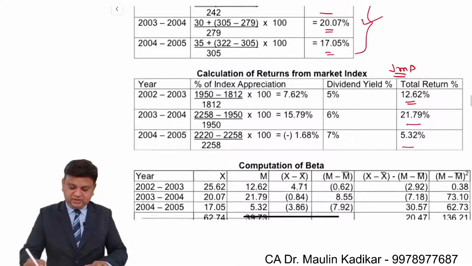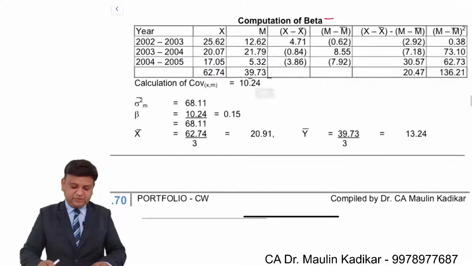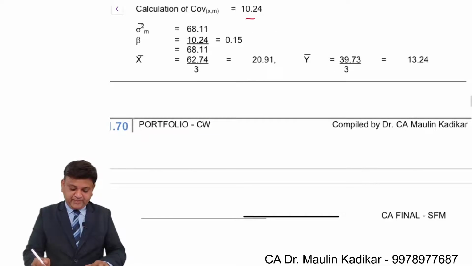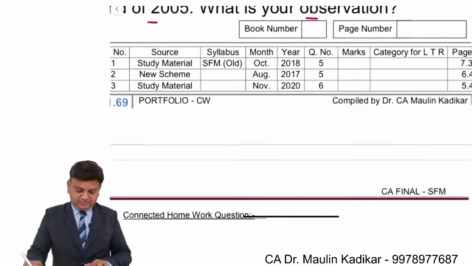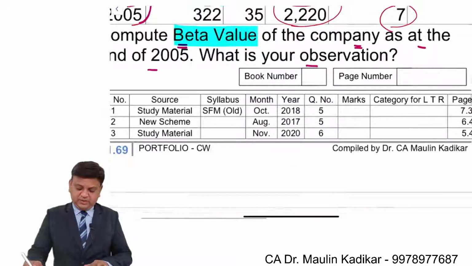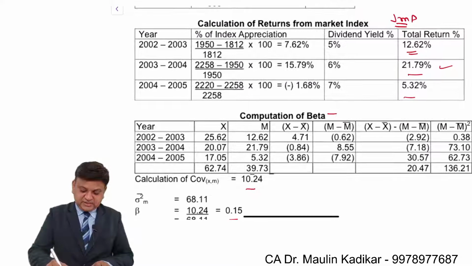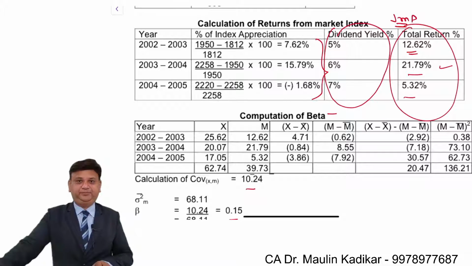We got this return, and based on that, we make the computation of the beta using the covariance formula, and the beta over here is 0.15. This is the way the beta is required to be calculated. The only important point over here, which I feel, is that the dividend yield is required to be added directly to the capital appreciation to compute the market return.